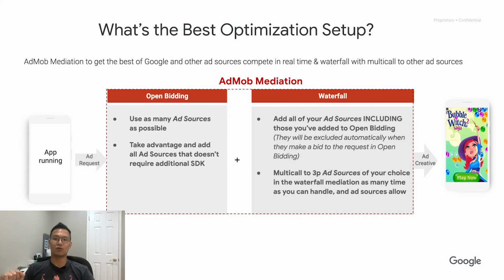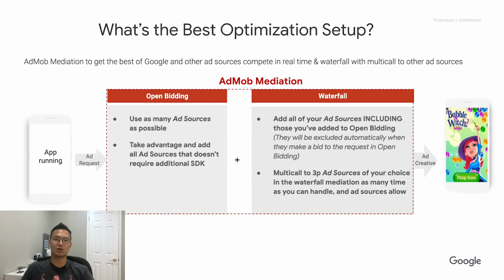We recommend you add any ad source that you're using in open bidding to the waterfall as well, to prevent any potential risk of losing revenue. As open bidding is in beta and we have many ad sources at different stages of participating or testing that beta system, we'd like to make sure that you do have a backup. If you have one ad source across open bidding and waterfall, that doesn't mean you will call them twice.